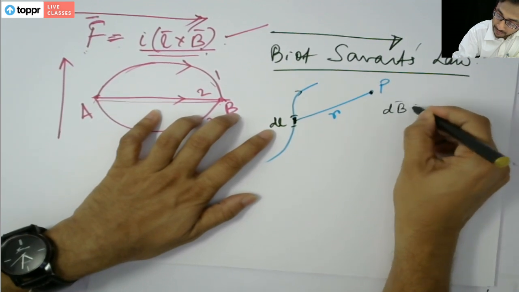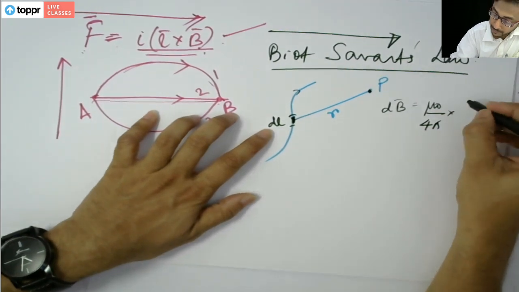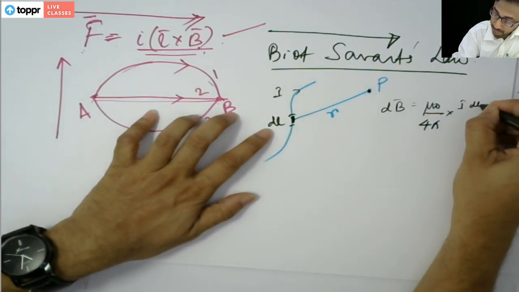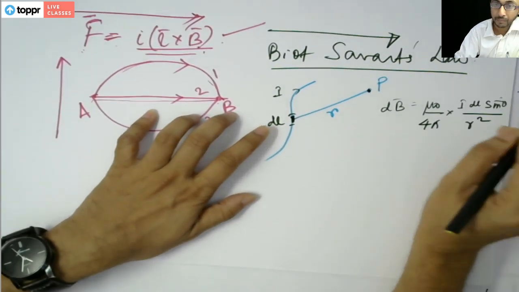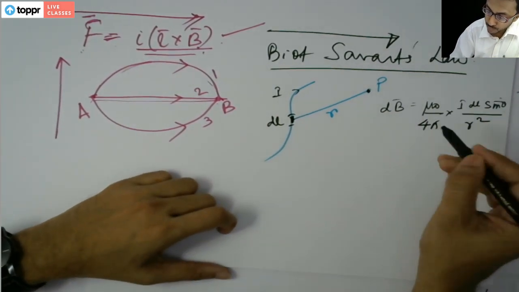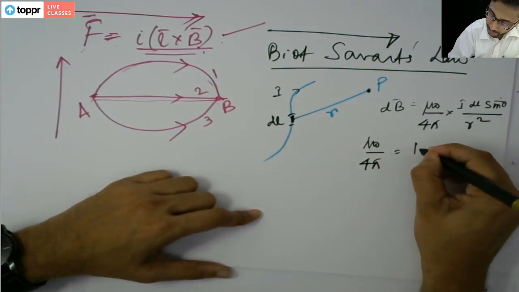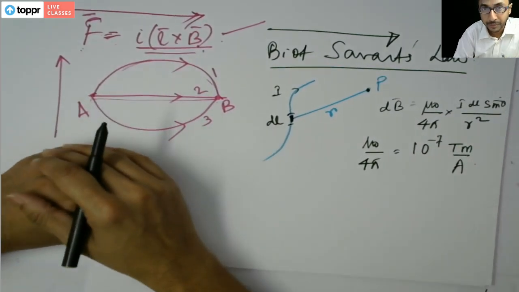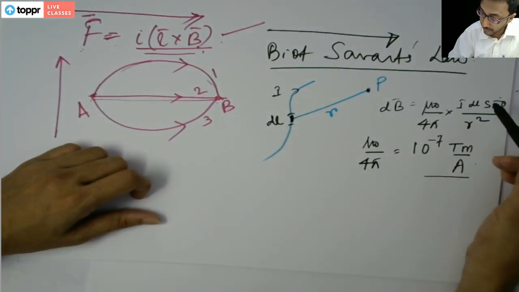The small magnetic field dB will be equal to mu0 by 4 pi, I dl sin theta by r squared, where the current flowing is I, that you know, right? Where mu0 by 4 pi, the value is 10 to the power minus 7 Tesla meter per ampere. Okay, mu0 by 4 pi, this is the value. B is measured in Tesla, obviously, right?